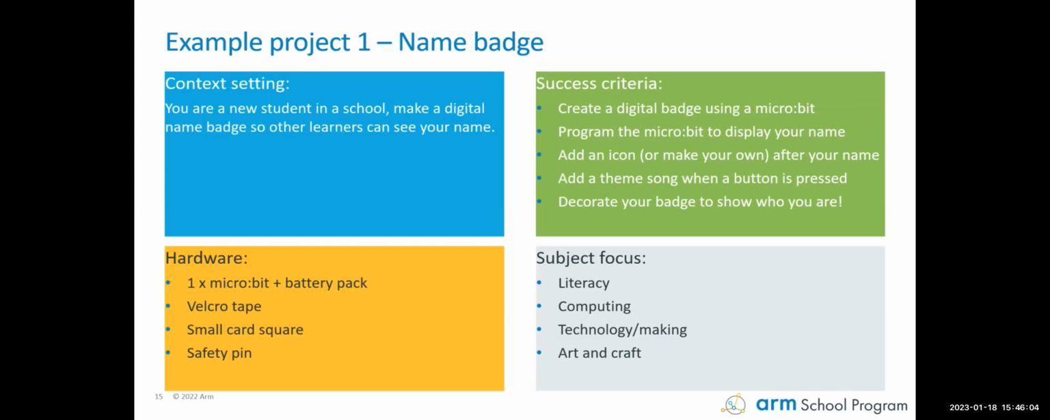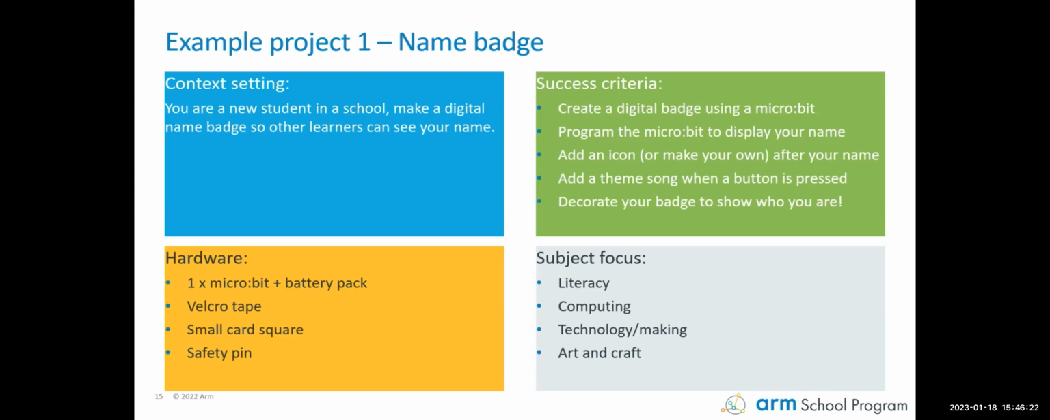So the problem or the context is you're a new student in a school and you need to make a digital name badge so other students or learners can know who you are. So that's nice and simple, straightforward enough. And you might think, oh, that's a little bit too simple. But when we dig into the success criteria, we can add in some additional complexity should we wish to.